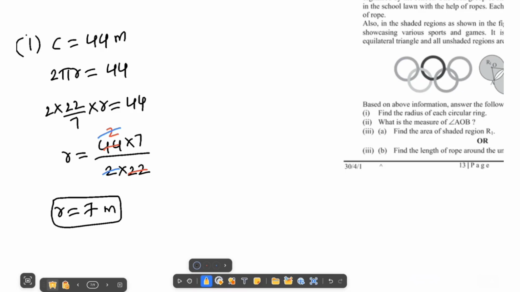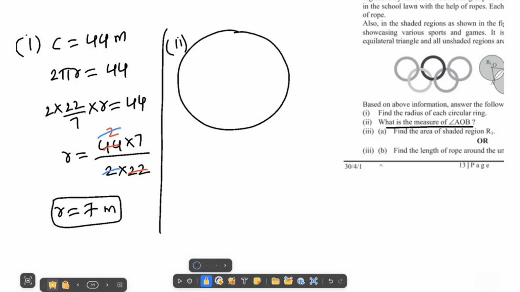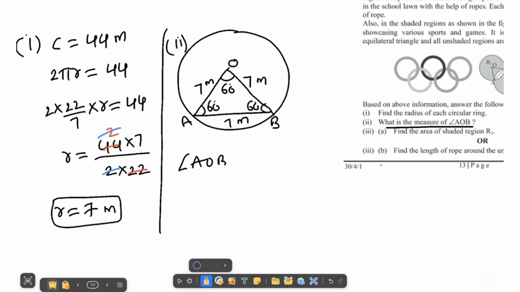What is the second question? What is the measure of angle AOB? See, let's draw one circle, OAB. So it is an equilateral triangle, right? All sides are 7 meters. When it is an equilateral triangle, the angle at each vertex is 60 degrees. 60, 60, 60. So angle AOB, the angle at O, is 60 degrees.